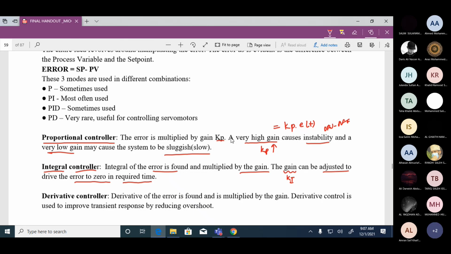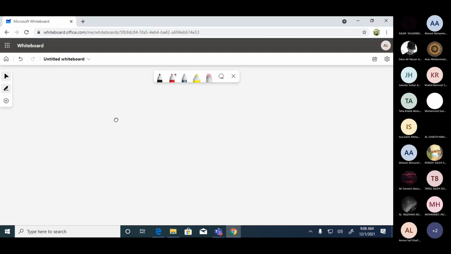So that is what happens in the integral action also. If you don't adjust the gain, the integral controller will make the final control element go to its extreme. If it goes to the extreme, you will have an undesirable situation. So you have to adjust the gain to make the error go back to 0 in a required time. Now, because of this integral action, the problem is that the integral action is slow. It is making the process slow.